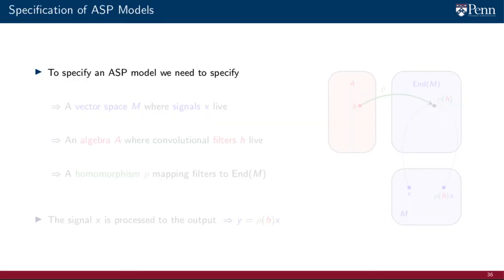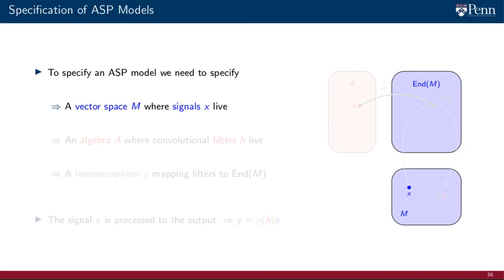In order to specify a concrete ASP model, we need to prescribe three objects: a vector space M where signals X live. The prescription of this vector space implicitly prescribes a space of endomorphisms, which is the set of linear transformations that can be applied to signal X. Separate from the vector space M, we prescribe an algebra A where filters H live. This algebra defines the rules of convolutional processing in an abstract sense.